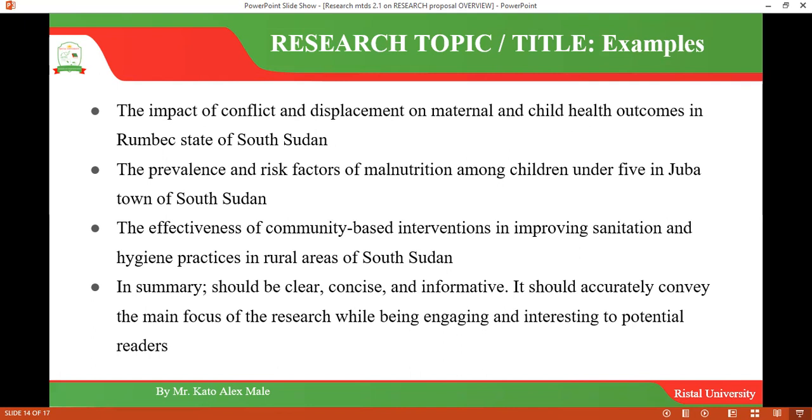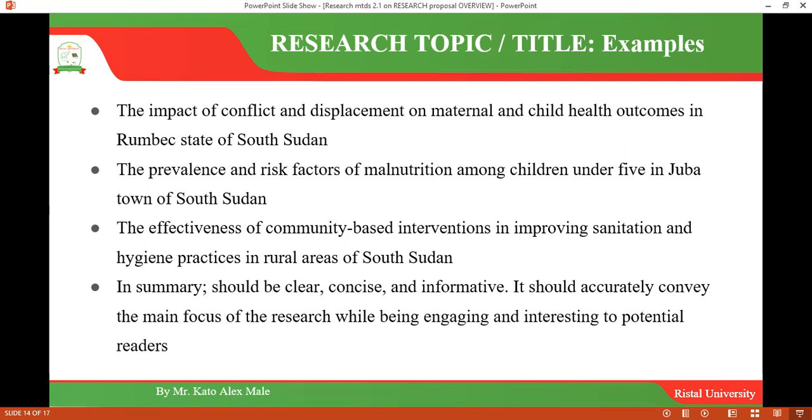Number 1: the impact of conflict and displacement on maternal and child health outcomes in Rumbek state of South Sudan. That is a very good topic. In the next slide, we are going to see how good these topics are. The other good example: the prevalence and the risk factors of malnutrition among children under 5 years in Juba town of South Sudan. Like I've told you, we're going to see how good these topics are based on the qualities, in detail, in the next slides.